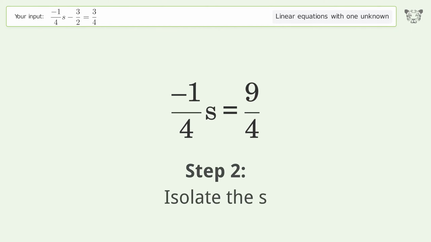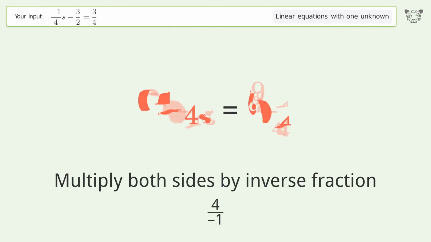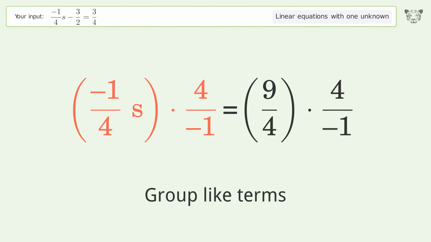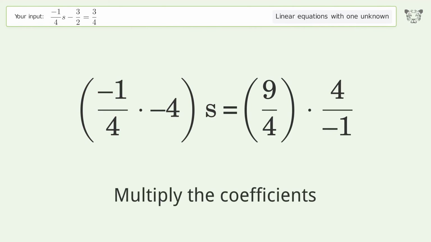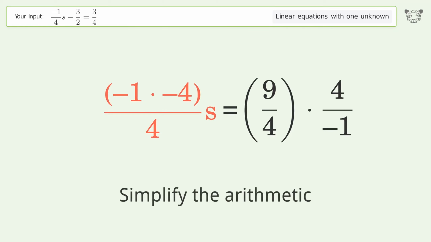Isolate the s. Multiply both sides by inverse fraction 4/(-1). Group like terms. Multiply the coefficients. Simplify the arithmetic.